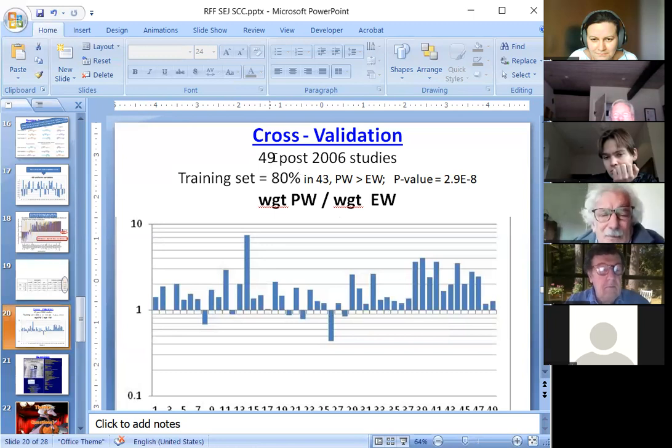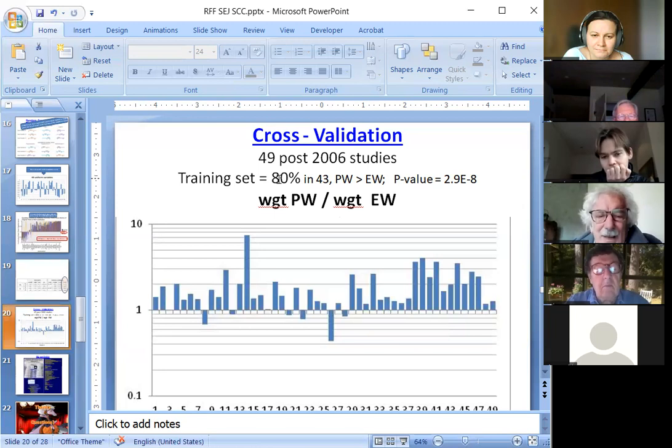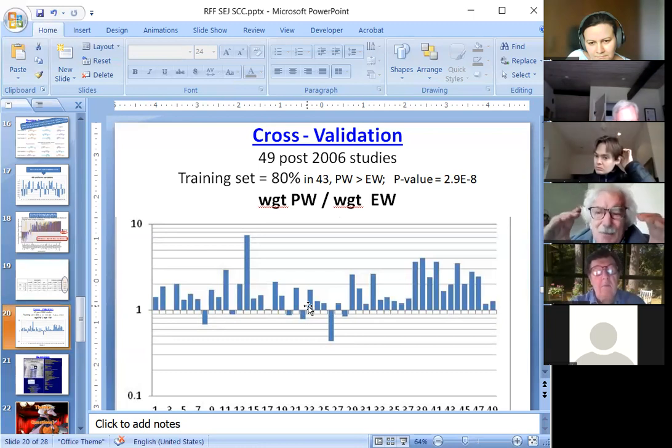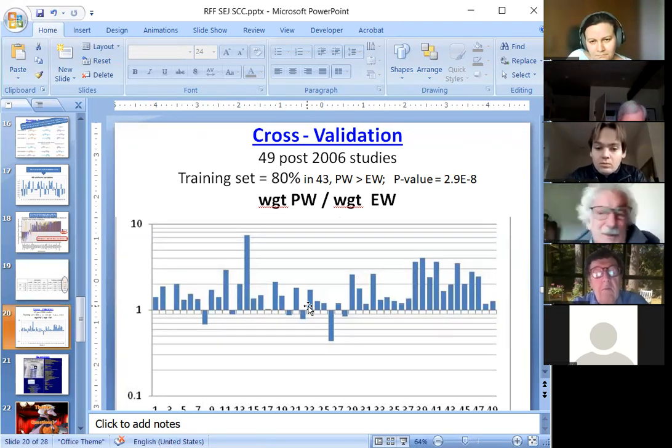So what did we do? We took these 49 studies after 2006, and we set the training set equal to 80% of the calibration variables. This was just done by some experimentation. And we take all subsets of 80%, and we initialize the model on that subset, and then we predict the remaining variables, which is maybe 2 or 3 or 4.